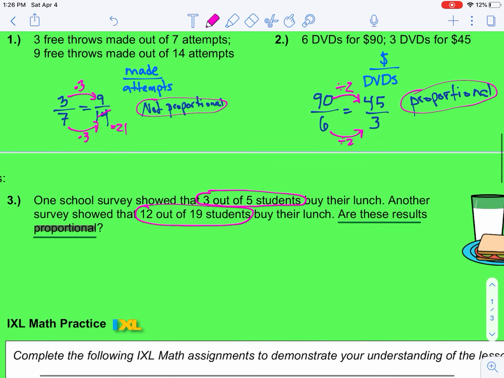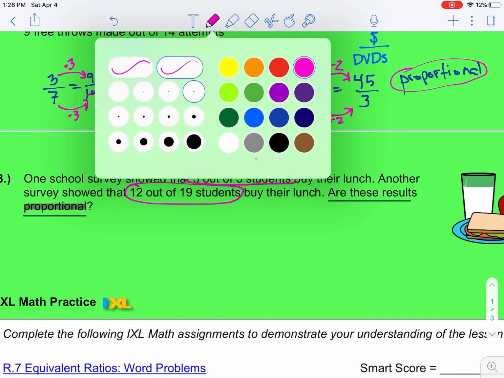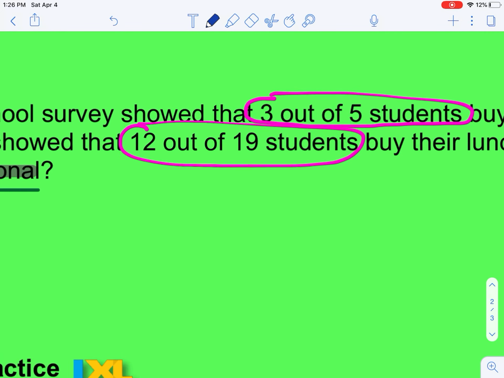All right, let's take a look at our word problem. Our word problem says one school survey showed 3 out of 5 students buy their lunch. Another survey showed that 12 out of 19 students buy their lunch. Are these rates proportional? So I'm comparing how many students buy their lunch compared to how many total students were asked in the survey. So I want 3 out of 5 to be the same as 12 over 19.